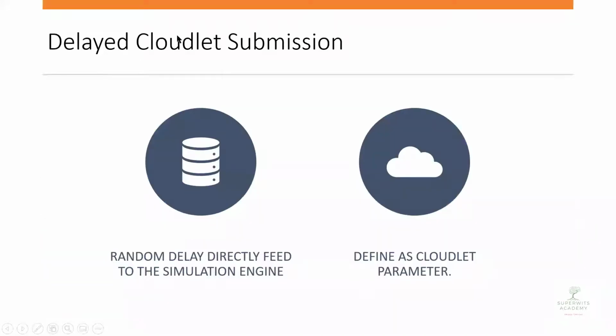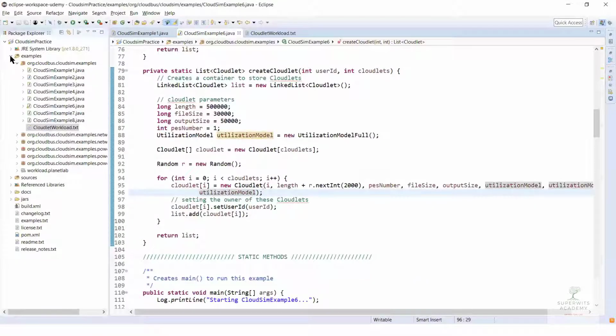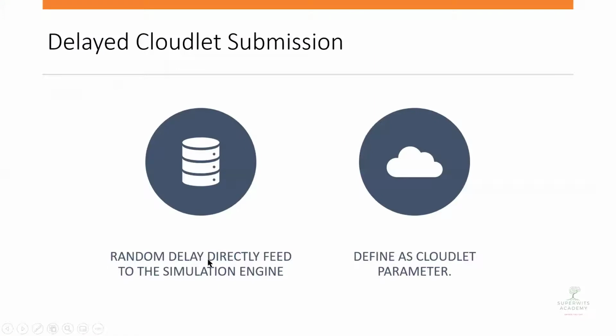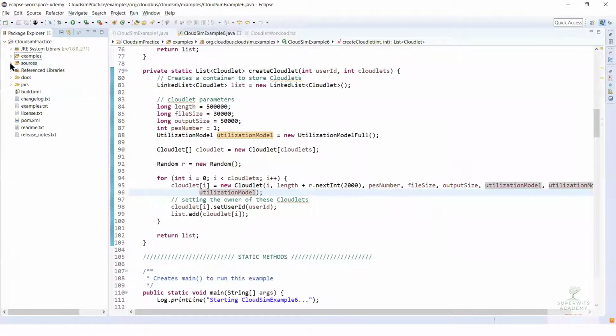What about the next? There is delayed cloudlet submission, right? There are certain instances where you want to add some delay to the system. That delay can be a default delay added to the system, or a very specific delay that you want in a particular task. For this, the simplest way is a random delay fed directly to the simulation engine, which can be done within the data center class, right?